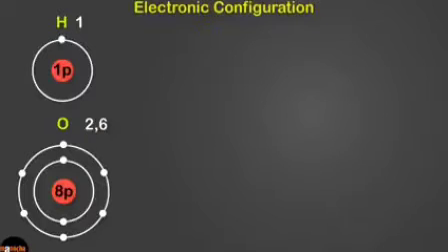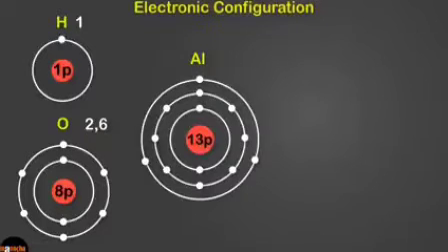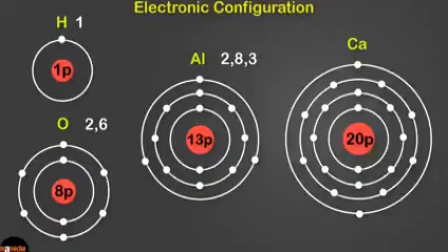Next we have aluminium with atomic number 13. So the electron configuration is going to be 2, 8, 3. So aluminium in the third period has 3 shells. You can draw the full electron configuration or you can write it in this simple comma notation, 2, 8, 3. And let's also look at calcium, which is in the fourth period with atomic number 20. Its electron configuration is 2, 8, 8, 2. So as expected, calcium in the fourth period has 4 shells.